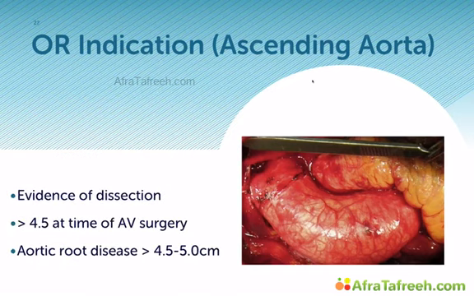Okay. Other reasons to operate on patients would be if you have evidence of dissection. If you have aortic valve surgery scheduled, for example, aortic valve replacement, and the diameter is 4.5 at the time, or more than 4.5, you also have to operate on the ascending aorta. Remember the case I showed you previously. And if you have aortic root disease, as is the case with our patient, if the aortic diameter is between 4.5 and 5.